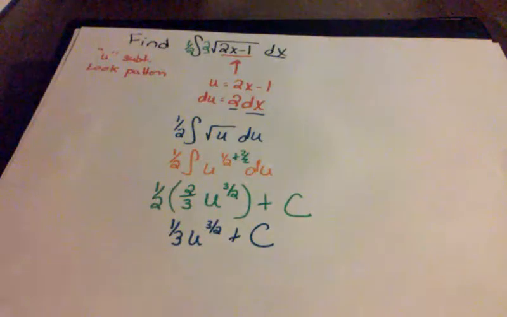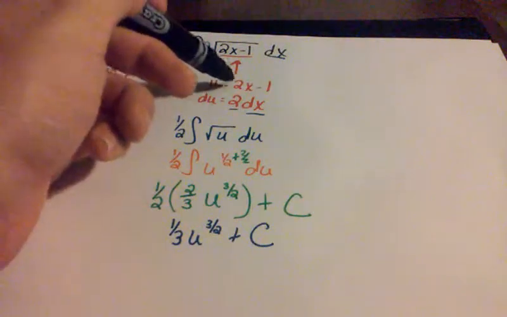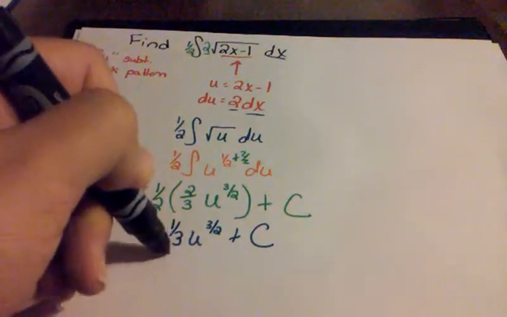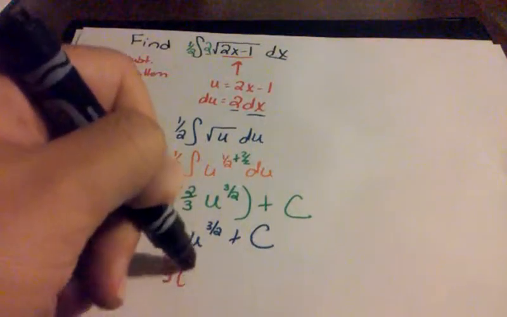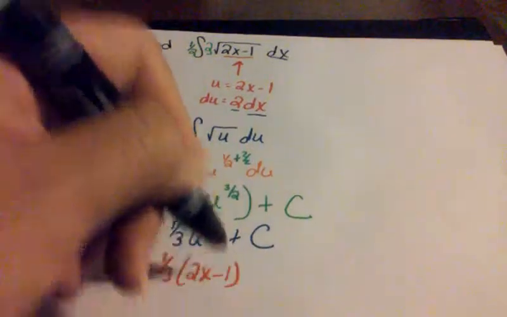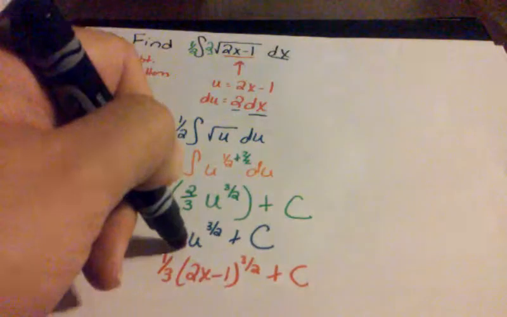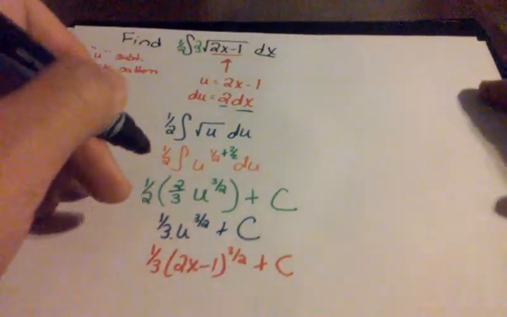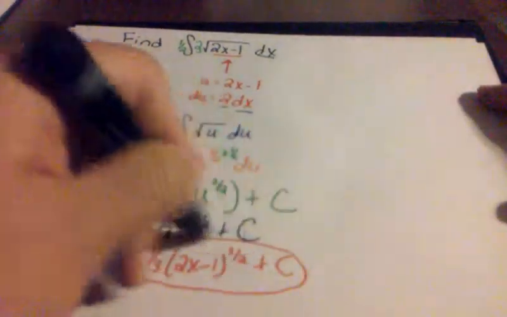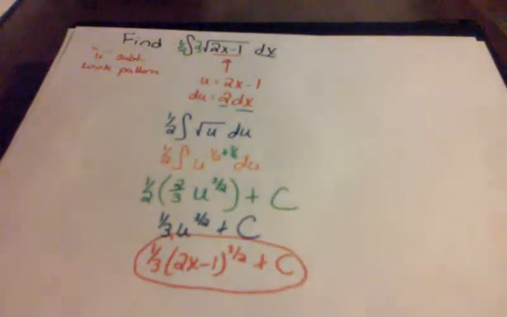However, you're not finished because remember you did do a u substitution at the very beginning. What did you let equal u? 2x minus 1. So this is going to be 1/3, and then I'm going to put 2x minus 1 in parentheses raised to the 3/2 power plus c. And so this would be my indefinite integral.